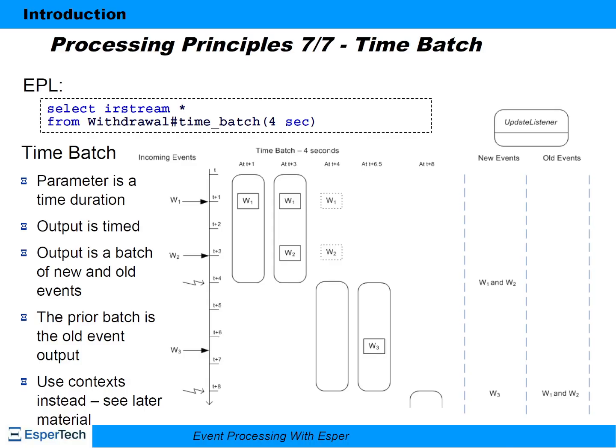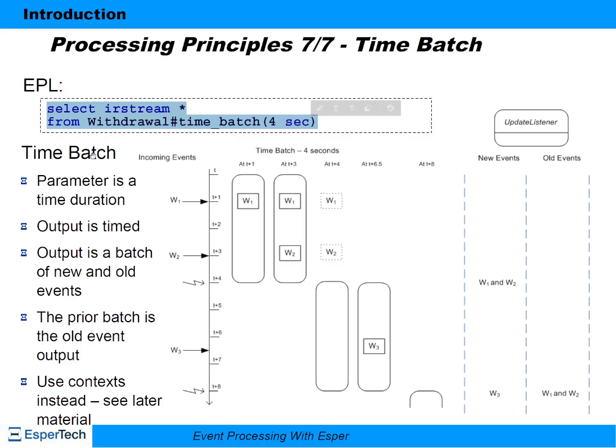For batching up events, one can use a batch window. But, later, in the training on context definition, you will learn more powerful techniques for controlling batching. The EPL for this example is, select from withdrawal at time batch parenthesis 4 seconds.